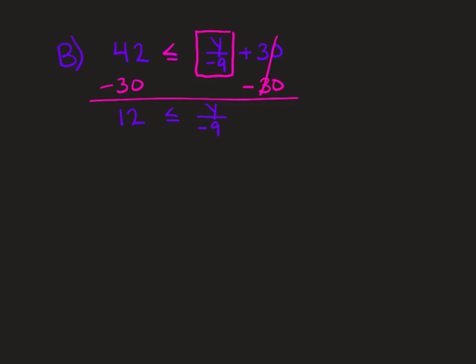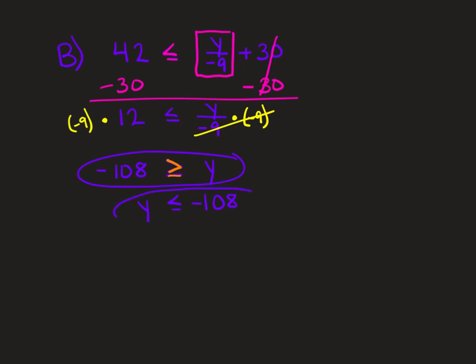Now I want to get y by itself, so I'm going to undo dividing by negative 9 by multiplying both sides by negative 9. When I multiply that right side by negative 9, those cancel and I just get y. When I multiply the left side by negative 9, I get negative 108. Now, I multiplied by a negative on both sides, so my symbol flips. And I'm finished with my problem. I could rewrite it as y is less than or equal to negative 108 as well.